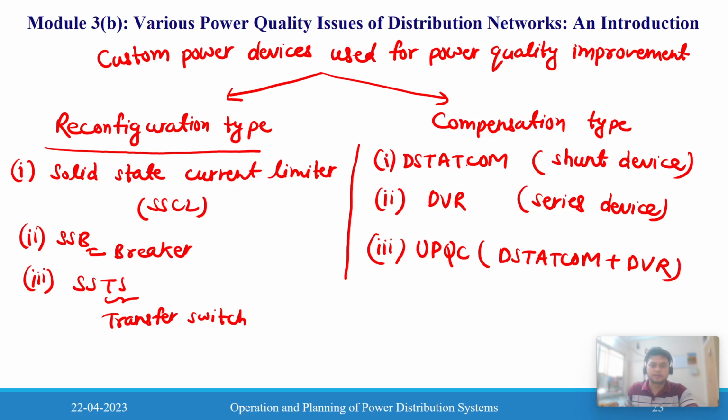D-STATCOM, as a shunt power device, improves the current, whereas with series devices we improve the voltage profile. So from D-STATCOM we improve the power factor and the quality of supply voltage. On the other hand, DVR we use for maintaining the voltage profile. And UPQC is a combination of both D-STATCOM and DVR.